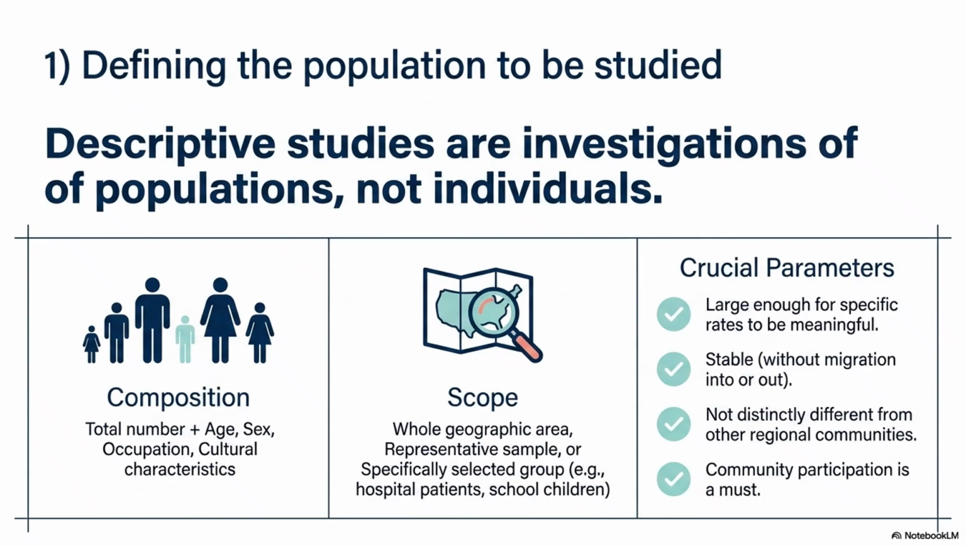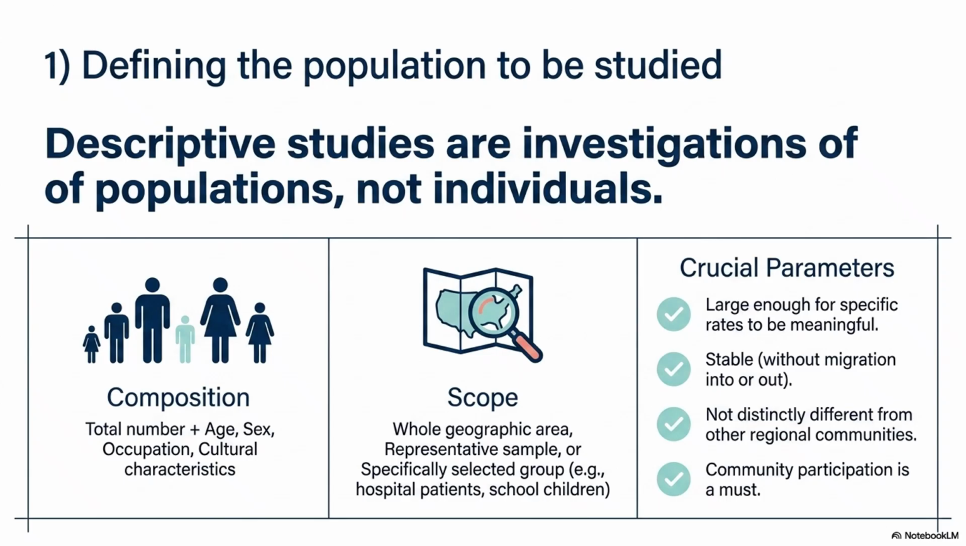Either we can take the whole population or a representative sample, or we can take a specifically selected group, like a particular age only, particular sex only, or only hospital patients, only school children, depending upon the disease under study.